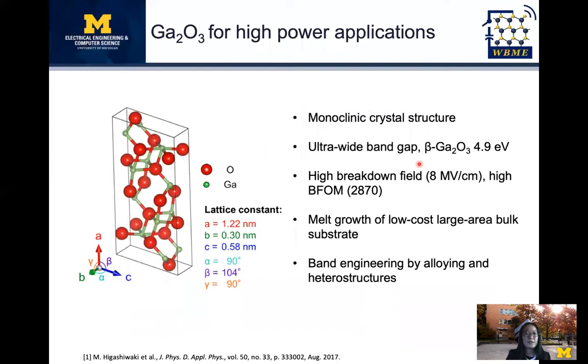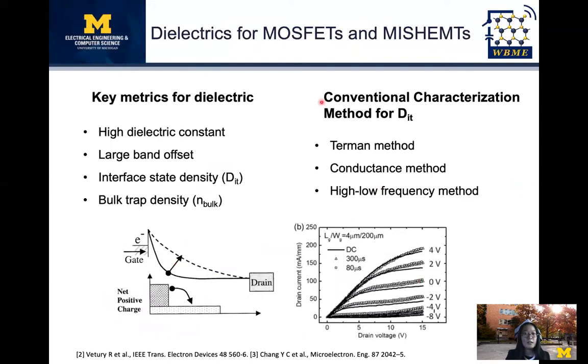Gallium oxide is a very promising material for high-power applications due to its ultra-wide bandgap, high breakdown field, high Baliga figure of merit, the availability of melt-grown bulk substrates, and band engineering. High quality gate dielectrics are very important for MOSFETs. There are several key metrics for dielectrics, such as high dielectric constant, large band offset, interface state density, and bulk trap density.